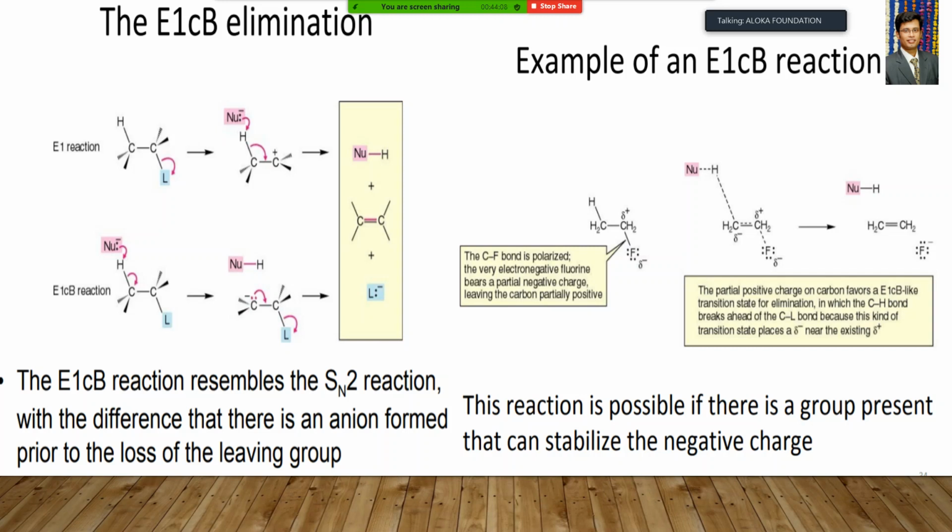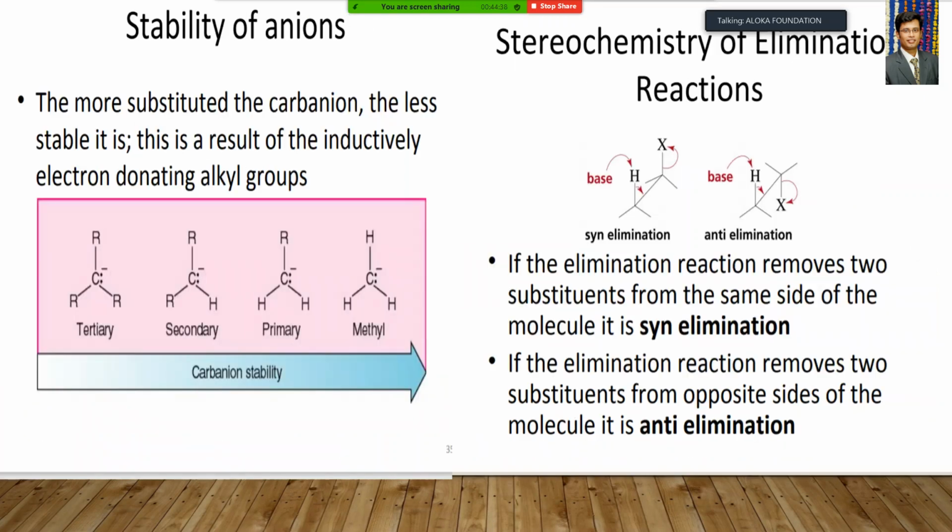Because of the higher electronegativity of fluorine, it can stabilize the carbanion, because the charge can be accepted by the fluorine. It can pull the electrons toward itself and stabilize the carbanion. So this reaction takes place when the negative charge can be stabilized by a group which is present in the substituent, in the substrate.